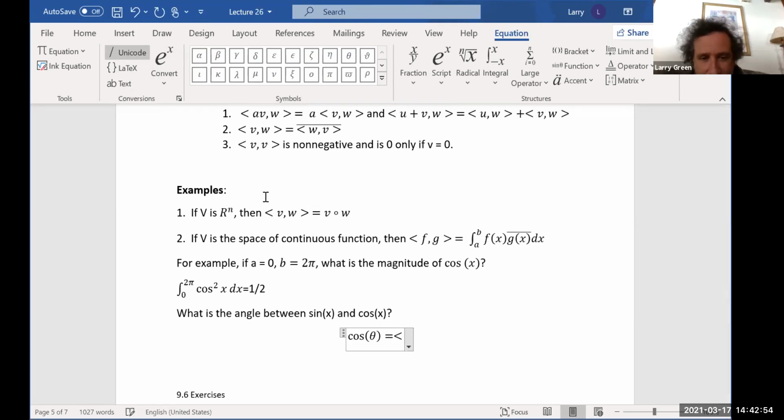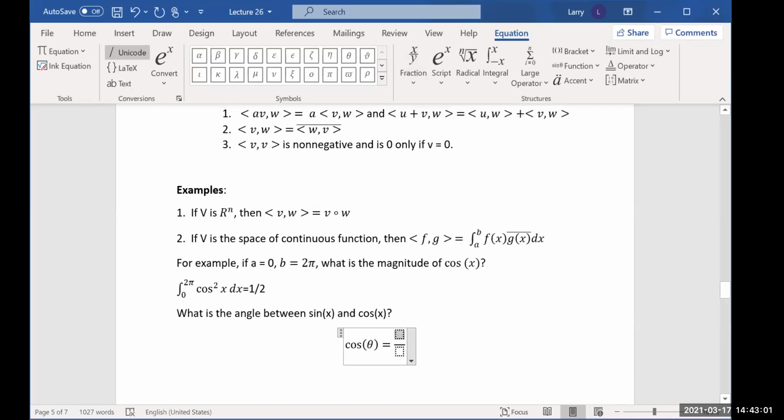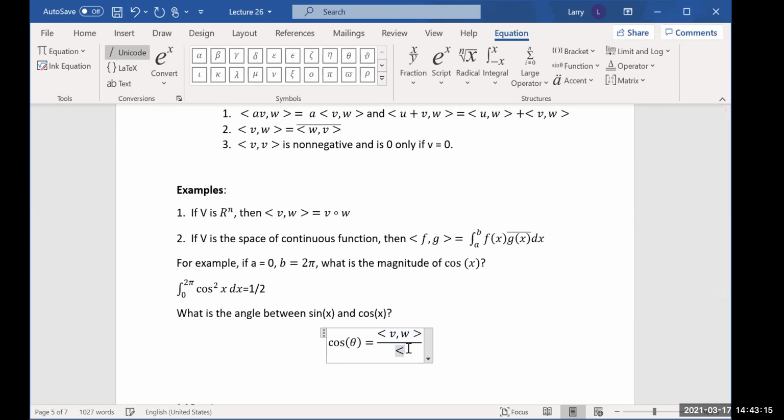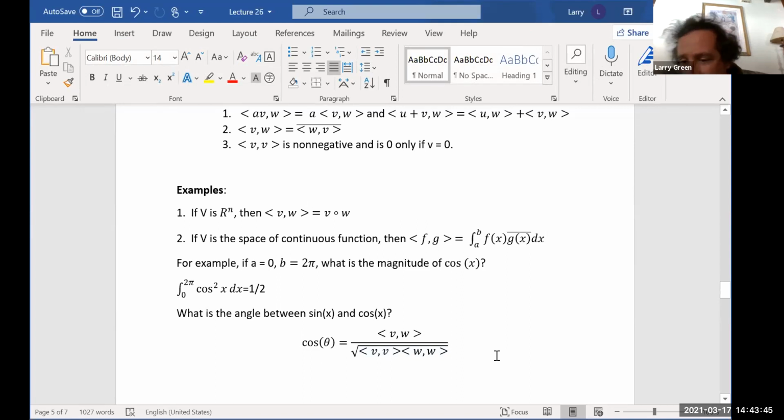And remember, cosine of theta is V dotted with W, but now we're going to use the inner product, divided by the magnitude of V, or the square root of V comma V, times the magnitude of W. Any questions on that?